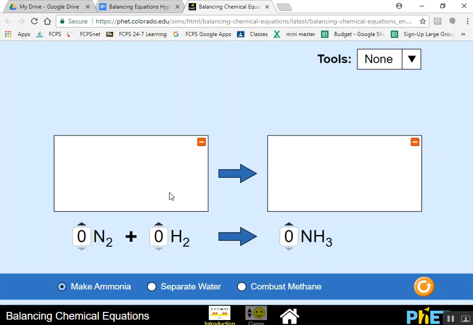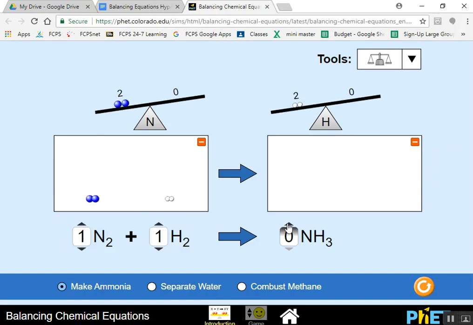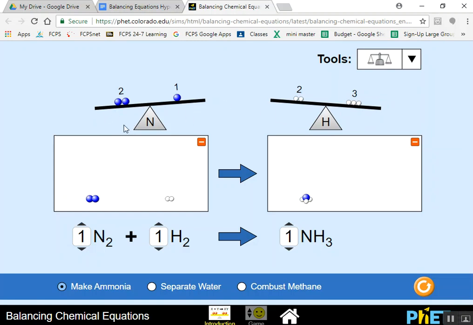You can do the introduction real quick. I would click on the tools and click on the picture of the balance. So for this equation, you have to start with something, right? You have to have at least one of everything. So I put one of everything there, and then this shows you the balance. Like, hey, look, I don't have enough N's on this side. Okay, so now the N's are balanced.